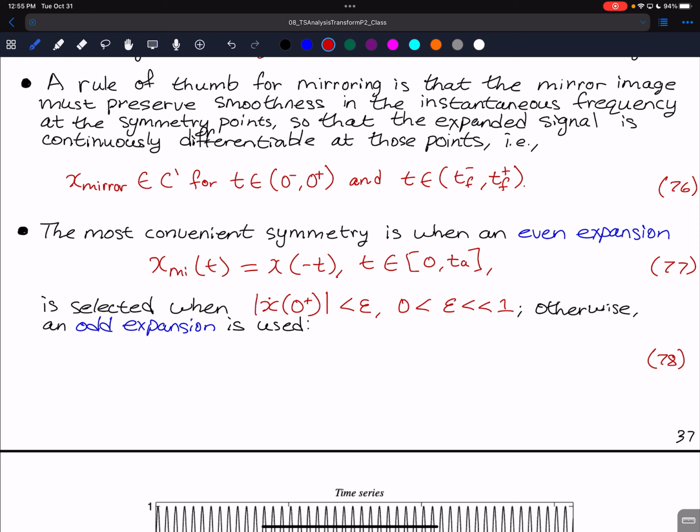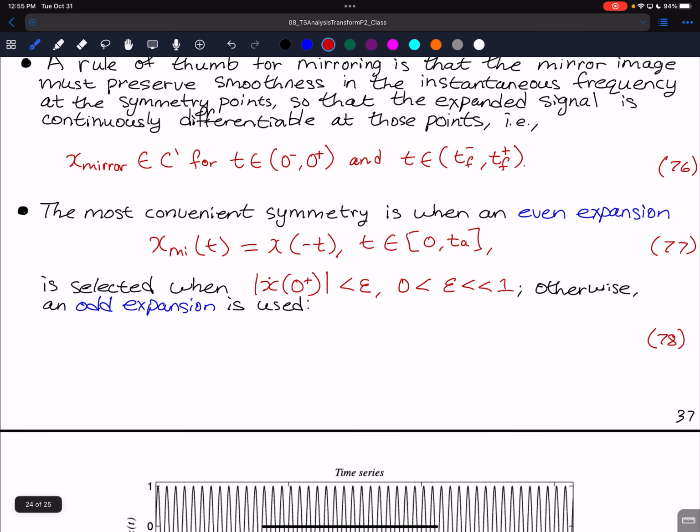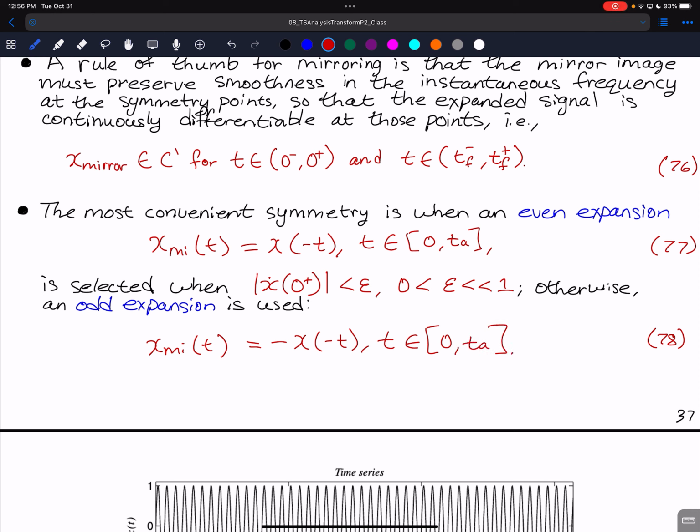Okay, in the case that velocity is not 0, we're going to use an odd expansion, in which case we'll say xmi of t is equal to minus x of minus t for t in the range of 0 to ta. And here I've only done this for the beginning, but this is also true for the end of the signal as well.